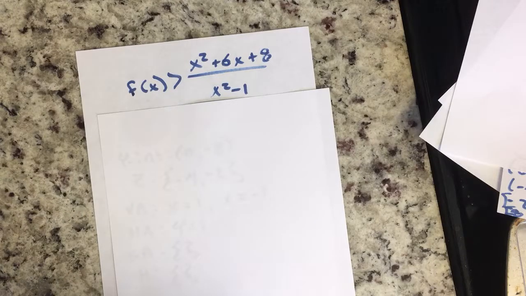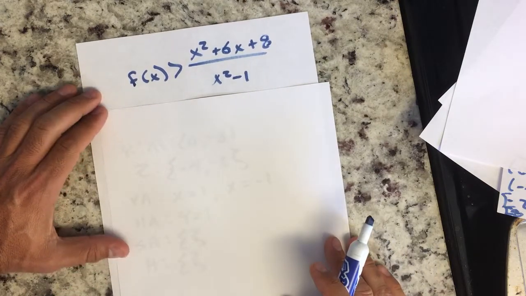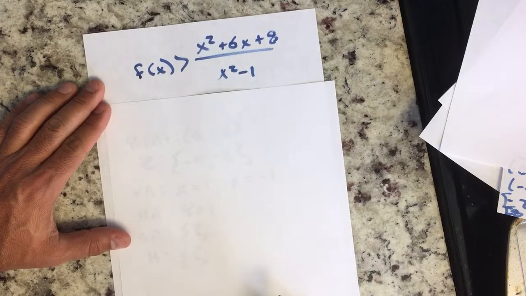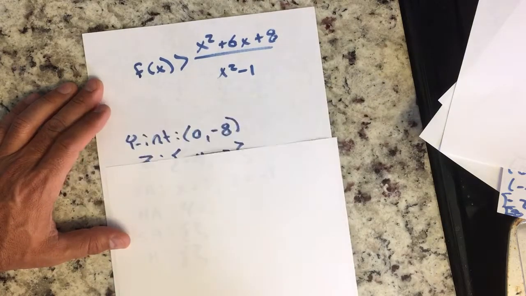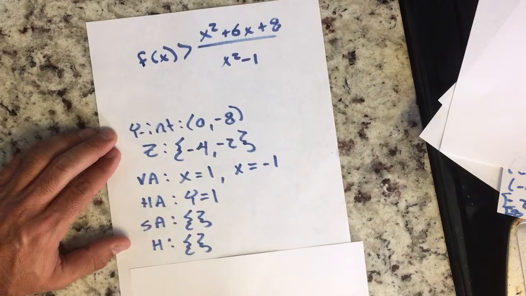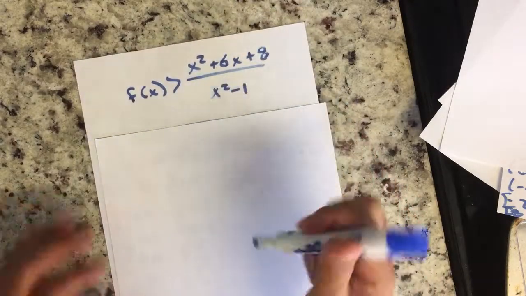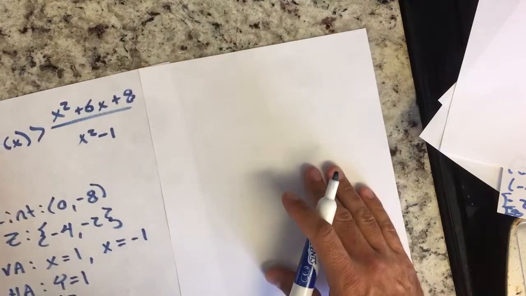Okay, now we're gonna do rational functions that are inequalities. So the first thing that I wanna do on this is I wanna find all the pieces. I feel like you guys are really good at that, so I'm just gonna have them already here. So I'm gonna find all the pieces: the y-intercept, the zeros, the vertical asymptote, horizontal asymptote, slant asymptote, and holes. After I do that, I need to graph them out. I need to graph all the pieces out.